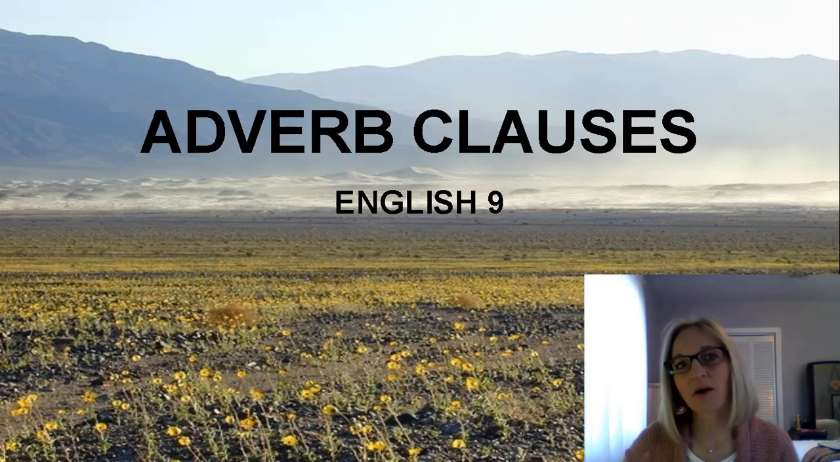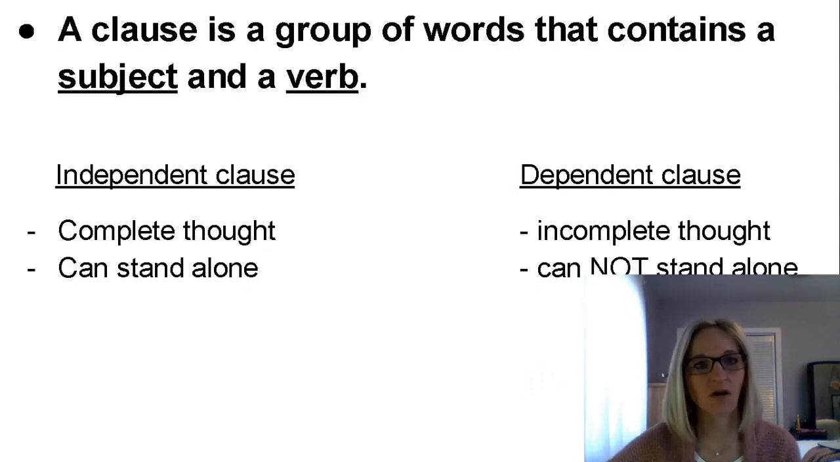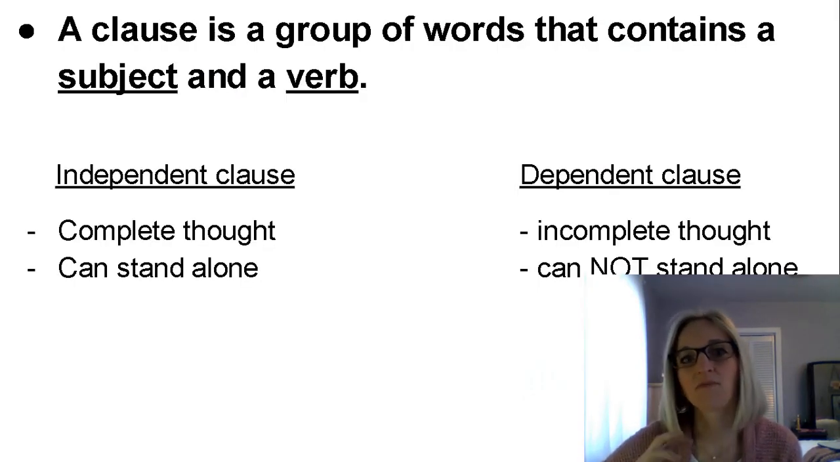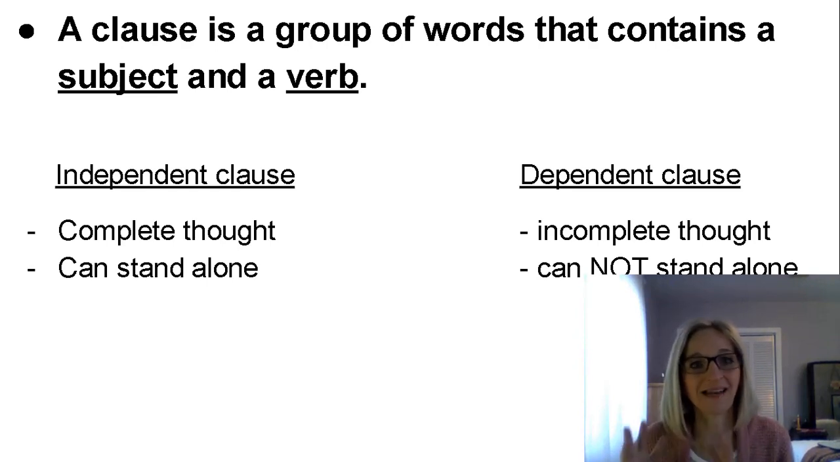So today we're going to talk about adverb clauses. First of all, let's have a little reminder about what a clause is. Remember, a clause is a group of words that has a subject and a verb. A phrase is a group of words that does not have a subject and verb. We've talked about adverb phrases, prepositional phrases, infinitive phrases. Today we're going to talk about adverb clauses. That means the whole clause is a group of words that has a subject and a verb, and that whole clause is acting like an adverb.